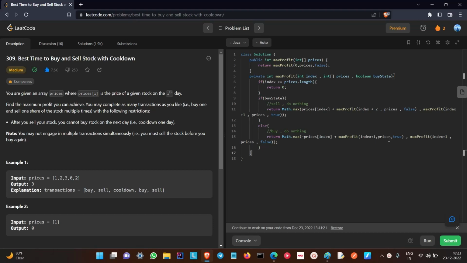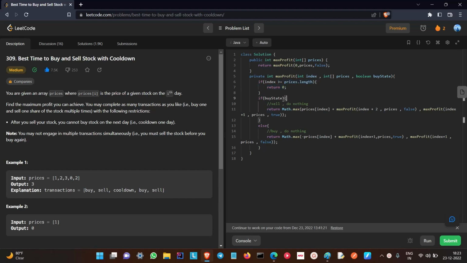So this is it, and I'll explain the process once again here. We are passing index 0, which is the current day, the prices array, and false. False indicates that the buy state currently is false, that is, we haven't bought any stocks yet. The helper function gets the index, prices and buy state, and if the index goes out of bounds, that is, the days limit is exceeded, we return 0.